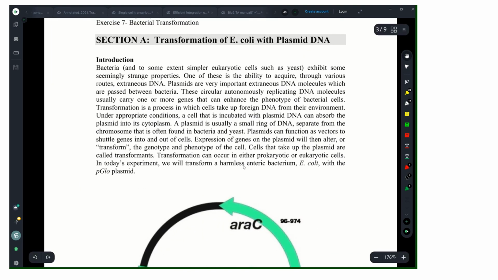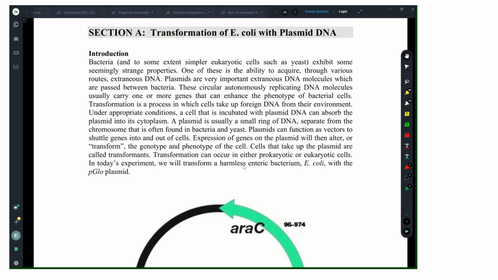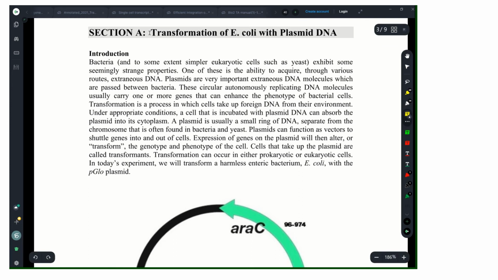Okay, introduction. Bacteria. Okay, so transformation of E. coli with plasmid DNA. So when you write your introduction for this lab report, this is the main concept. So this is where you want to provide your background information. So you want to talk about transformation, maybe define what the word means in your own words, and then continue talking about E. coli and the plasmid DNA.